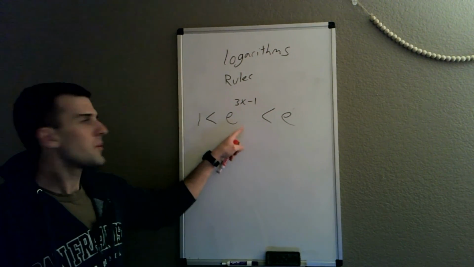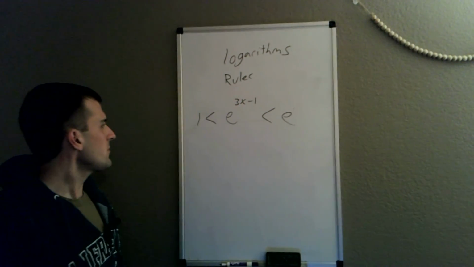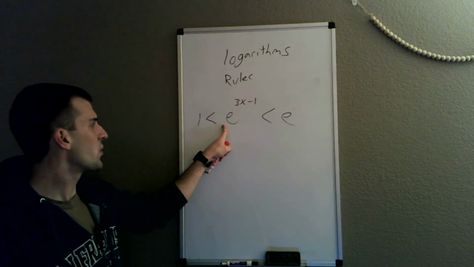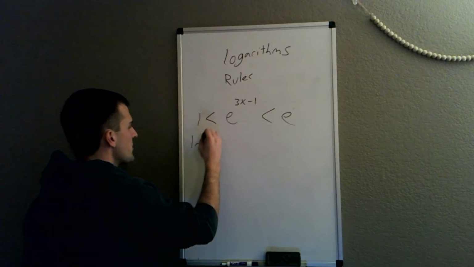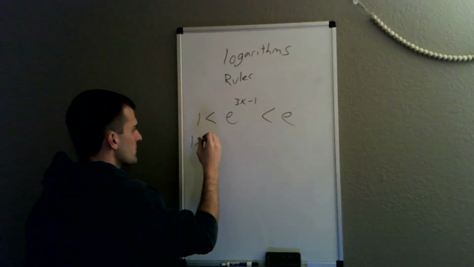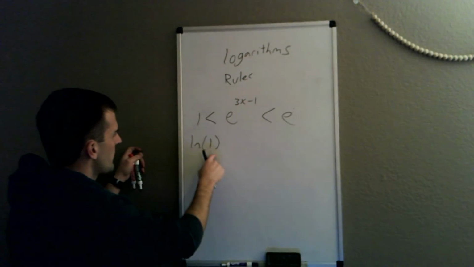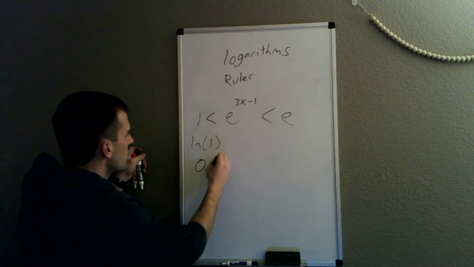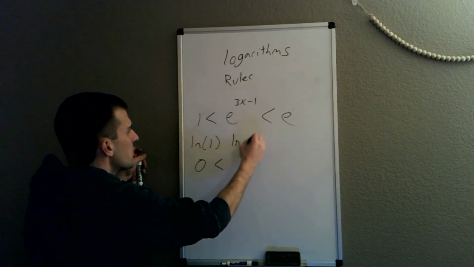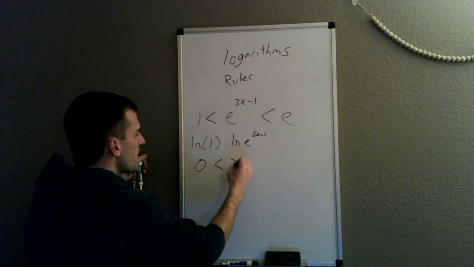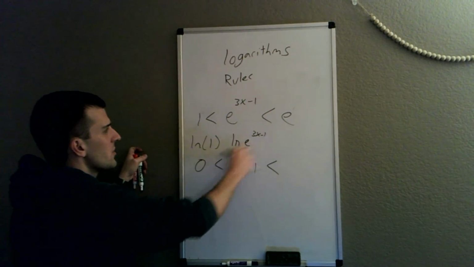So how do we solve this? We're looking for the range of values for x that will make this true. So to start off, we have to take the natural log of each piece here. The natural log of 1, which I didn't mention earlier, is going to be 0. The natural log of 1 is 0, is less than, again, we take the natural log of e to the 3x minus 1, so that's just going to be 3x minus 1, because natural log and e cancel out. And then natural log of e is 1.